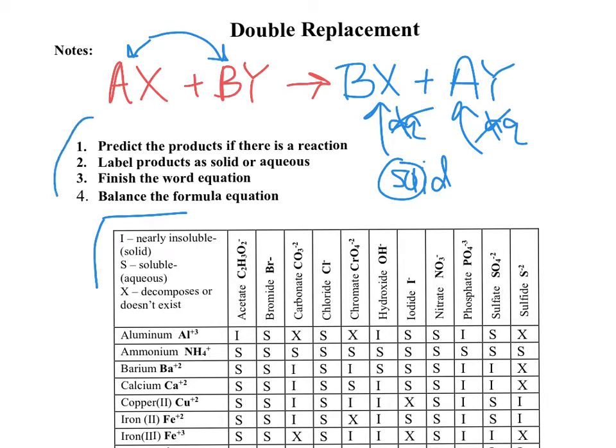So if you look at the steps, first you're going to predict the products, predict exactly what's going to be formed. Then you're going to label them as either solid or aqueous. Then you'll actually finish the word equation and balance it. So there's a few steps in double replacement. But once we work through it, I think the examples will help you understand it fully.